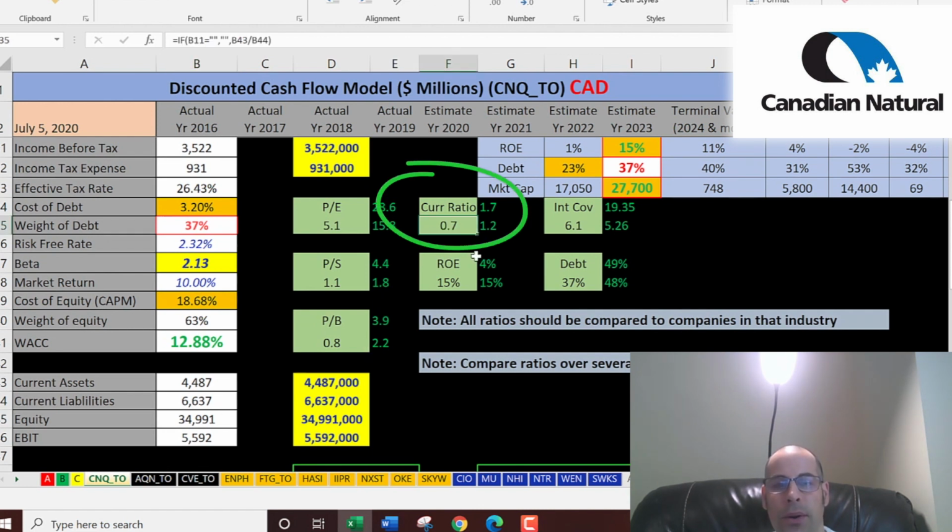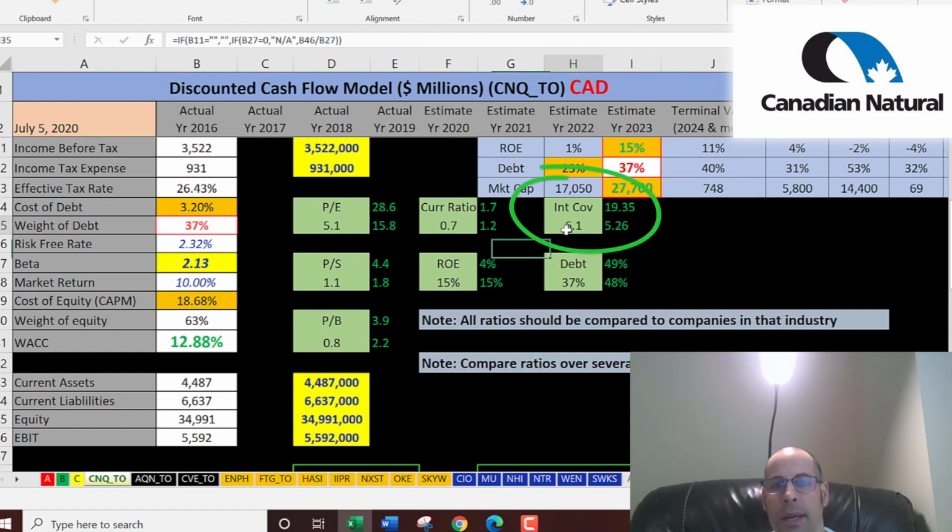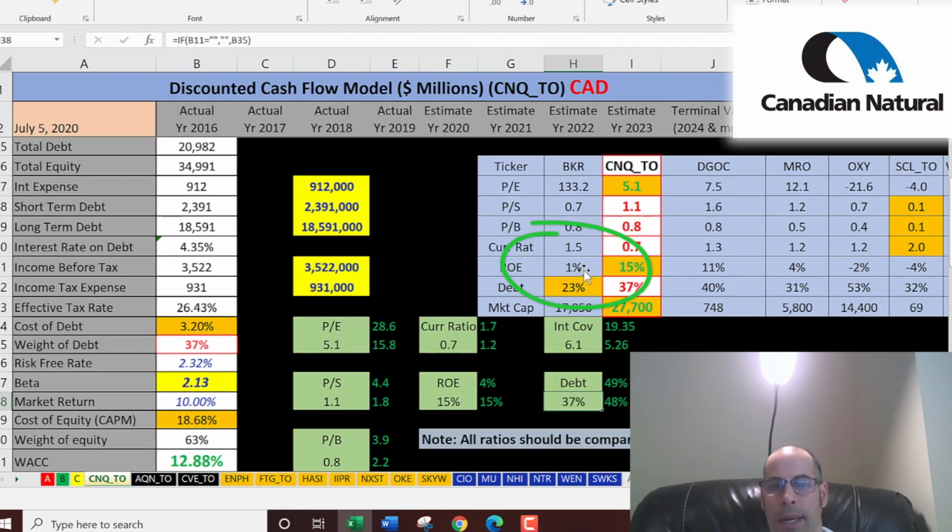Current ratio, current assets over current liabilities. They cannot cover their current liabilities. Now this is a little questionable. Sometimes it's a timing thing, where if we looked at next quarter or maybe next year's current ratio, it would be over 1. But right now it's under 1. So the ROE is 15%. That's okay. That's income over equity. So every dollar of equity, they give back to their equity holders 15 cents. Interest coverage ratio, they can easily cover their interest payments. Debt of 37%, so that's good.